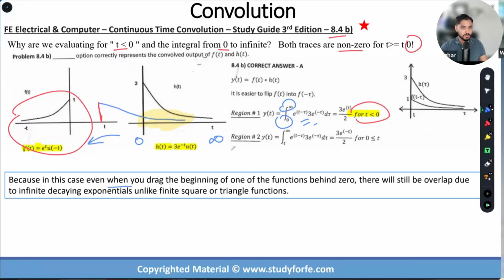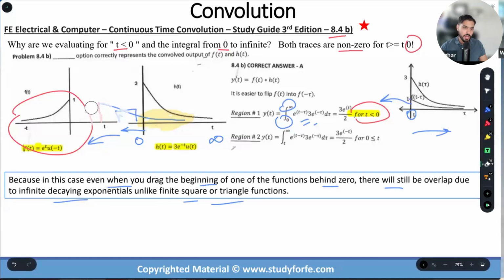Because in this case, even when you drag the beginning of one function behind 0, they will still be overlapped due to infinite decaying exponentials, unlike finite square or triangle. So in the previous case, since we had a rectangular pulse, when we drag that out, there was no overlap. But in this case, there will still be overlap. Correct? Makes sense? And the other region of operation is, one is when this portion is less than 0, and the other is when it is greater than 0.